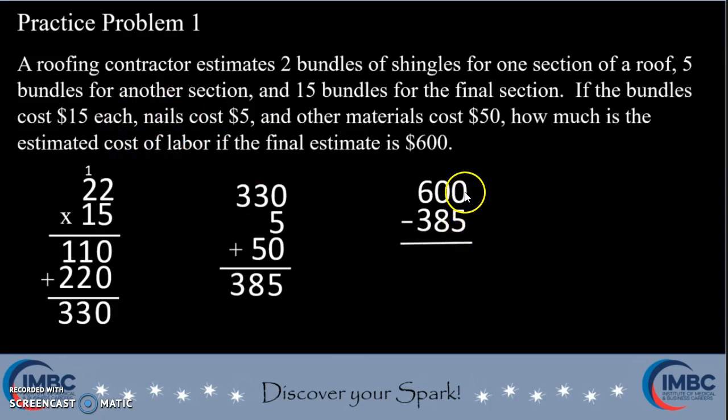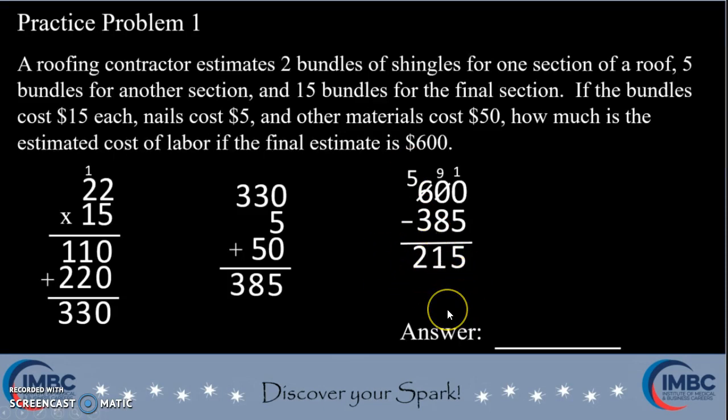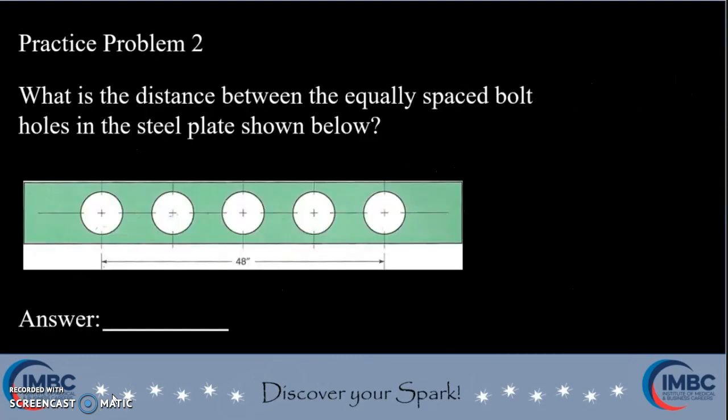So 0 minus 5, we can't do that, so we've got to borrow. Can't borrow from the 10, so we go to the 6, cross out the 6, bring over the 5. The 10's place becomes the 9 and the 1 in the 1's place. So we have 10 minus 5 is 5, 9 minus 8 is 1, 5 minus 3 is 2. $215 is the cost of our labor. Okay, let's take a look at one other practice problem.